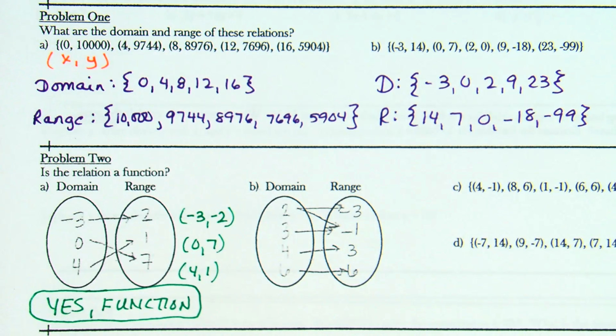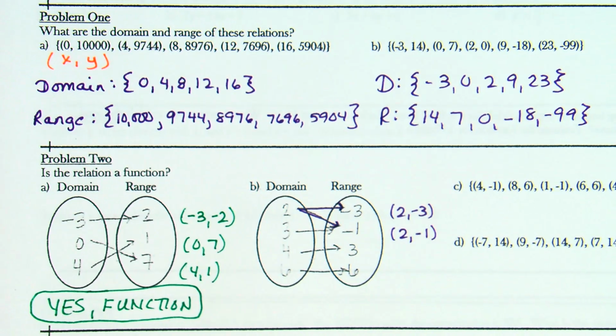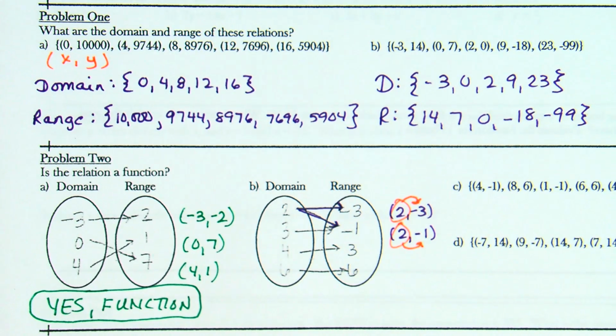What's that 2 represent? The x. Yeah, 2 represents x, and it goes to -3 as the y value, and it goes to -1. I don't have to write the rest down because what do I know right now? X repeats, therefore it's not a function. It pairs with 2 different y values. It paired with -3, it paired with -1, and that's a no-no. So we're going to say that this is not a function.